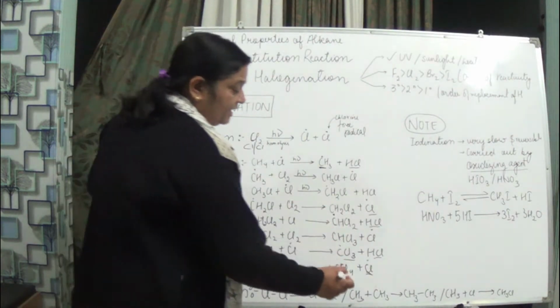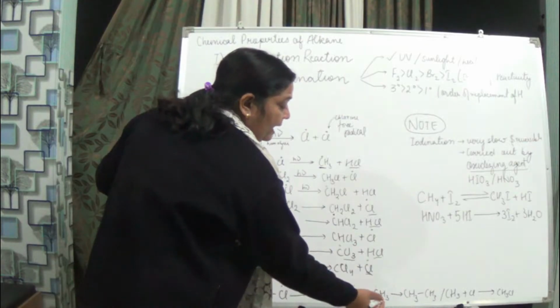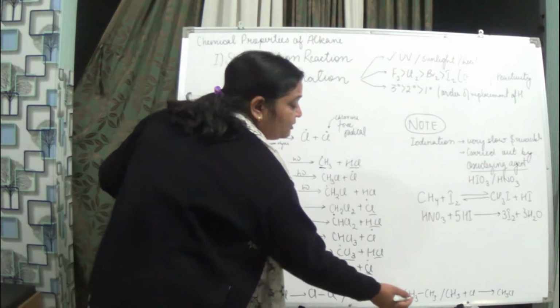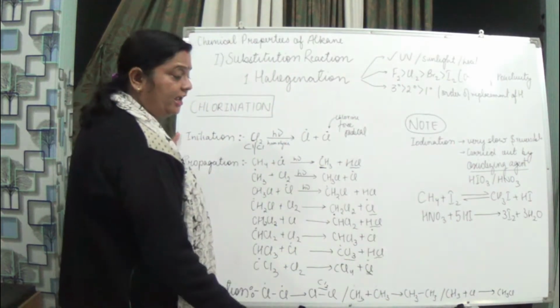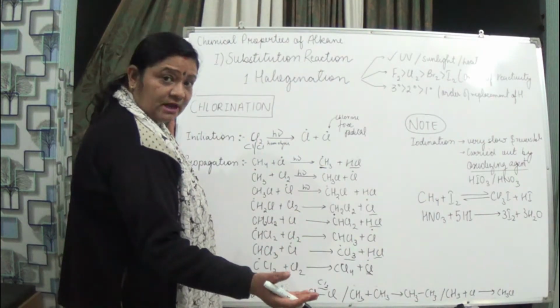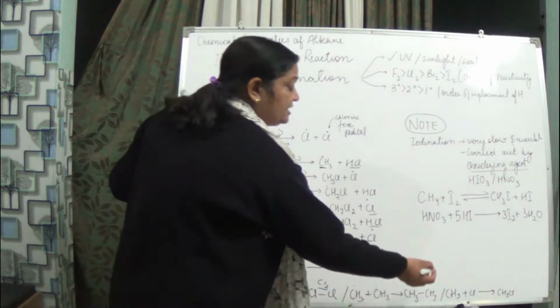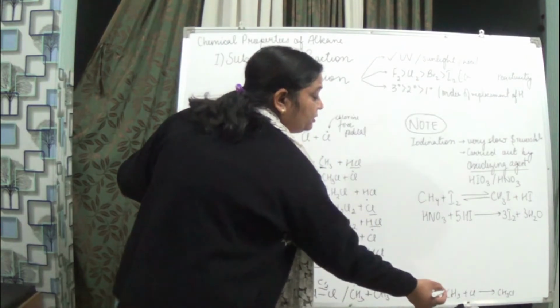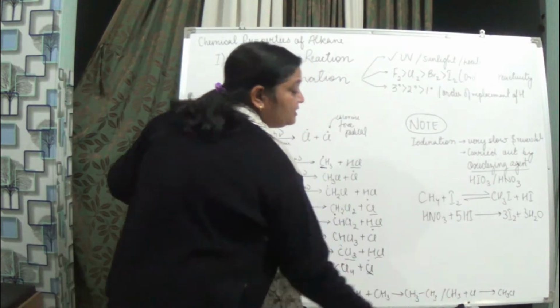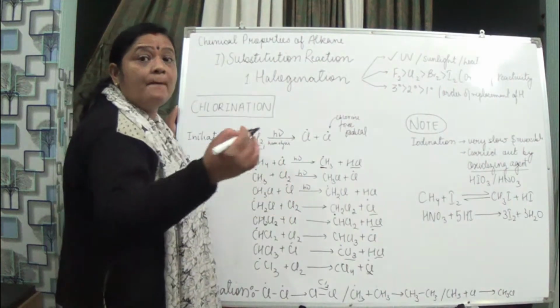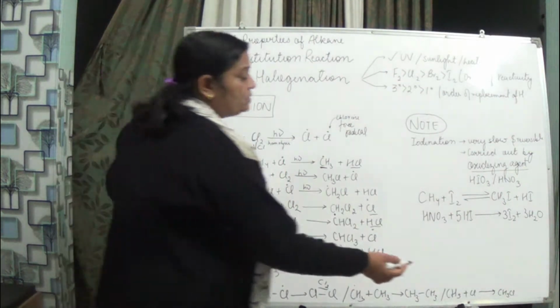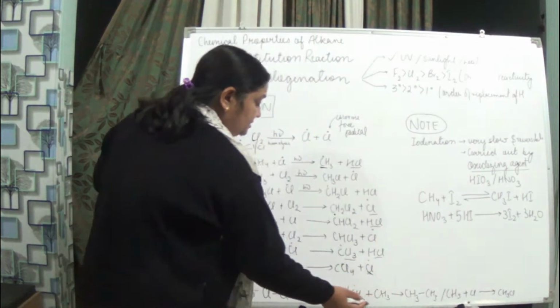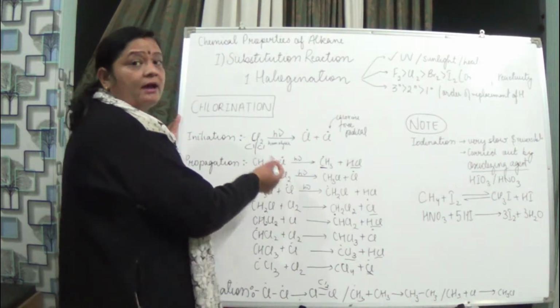Now here also you can see this methyl and this methyl both will react to form what? Ethane. Now this reaction can terminate. Now if CH3 and a chlorine free radical both react to form what? CH3Cl, that is methyl chloride, and then also the reaction will stop. So these three ways can terminate this reaction.